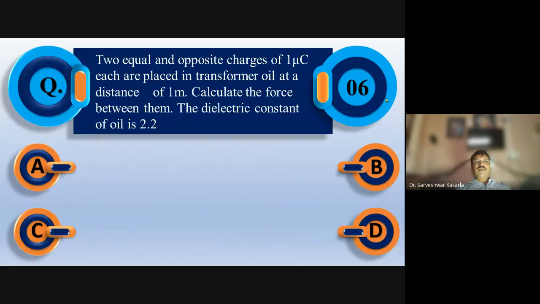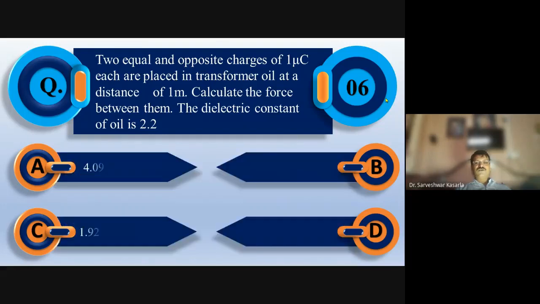Two equal and opposite charges of 1 microcoulomb each are placed in transformer oil at a distance of 1 meter. Calculate the force between them. The dielectric constant of oil is 2.2. Now here the space is not free space. The medium is transformer oil, so the formula should be different. Your time starts now.